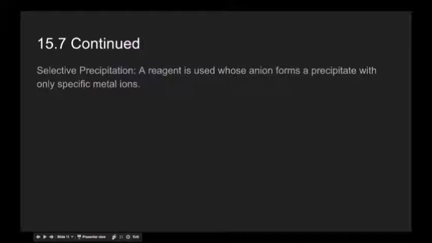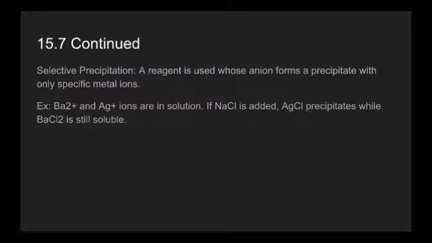Selective precipitation is when a reagent is used whose anion forms a precipitate with only specific metal ions. For example, Ba2+ and Ag+ ions are in solution. If NaCl is added, AgCl precipitates because it's an insoluble chloride, while BaCl2 is still soluble. This method is used to separate metal ions.